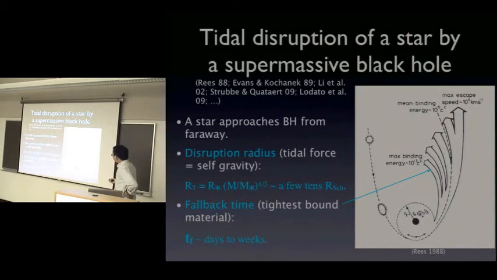So the balance between the self-gravity and the tidal force defines a critical radius. That radius is typically about a few tens of stellar radii for a 10^6 solar mass black hole. And there's also a characteristic time scale, which is the return time of the most bound material. The circularization of the returning material happens on the same order as the fallback time scale.